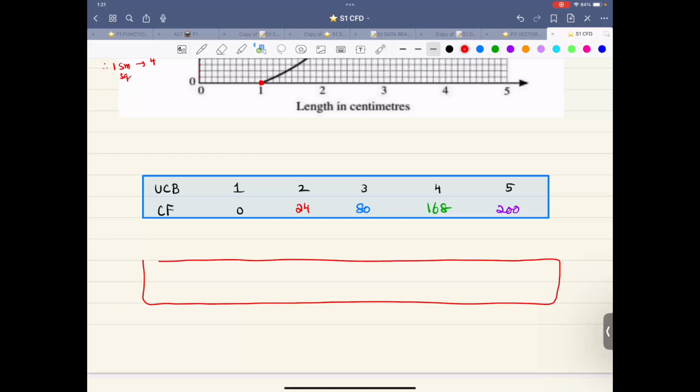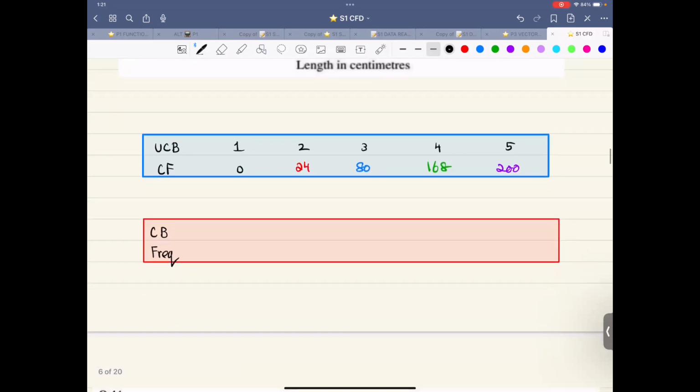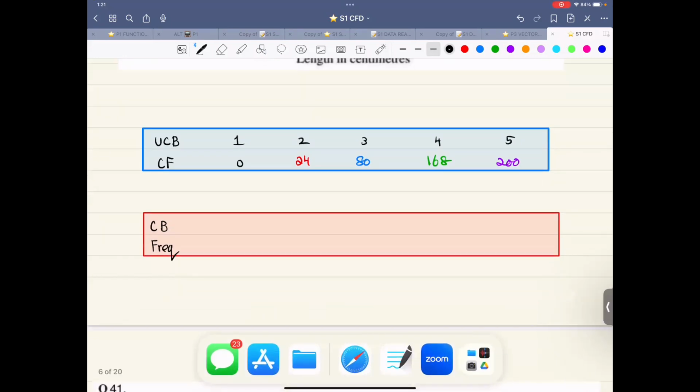So bear with him. So now I have this thing, which is the class boundaries and the regular frequencies. So let him speak first. Okay, he's talking too much.